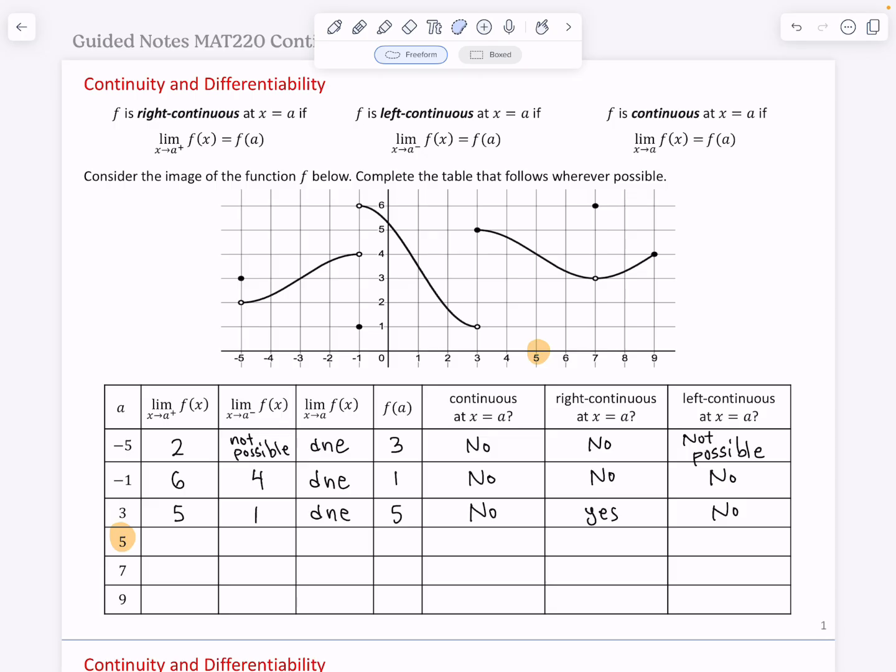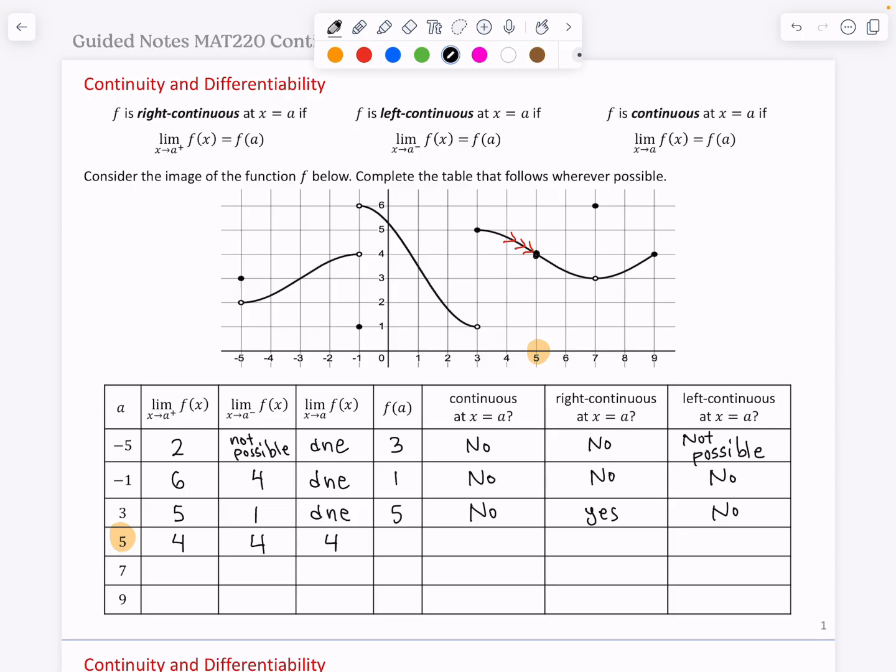Okay, now we look to an x-coordinate of 5. As x approaches 5 from the right, we are approaching an implied solid point right here, whose output is 4. So the y-coordinates approach 4 as x approaches 5 from the right. Also true, as x approaches 5 from the left, the outputs get closer and closer to 4. The left and right limits are the same, so the two-sided limit is also 4.